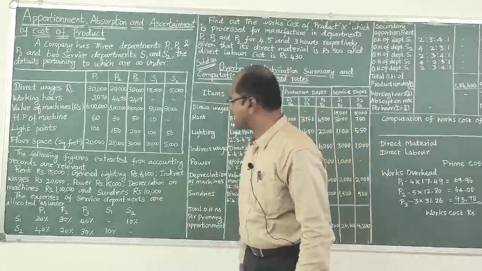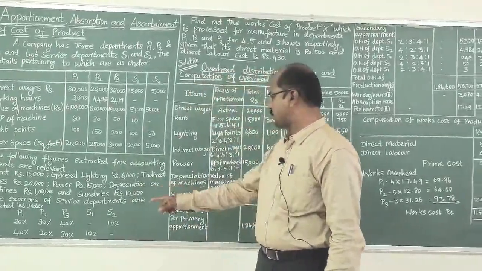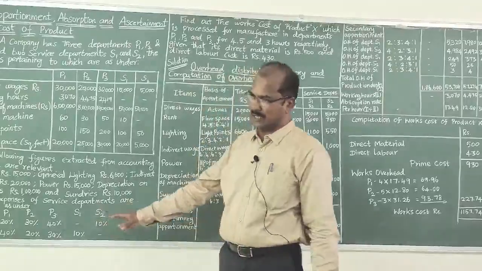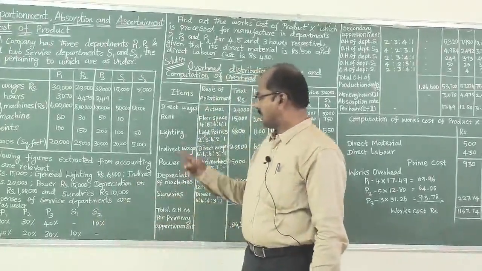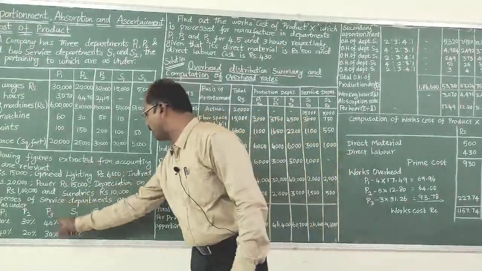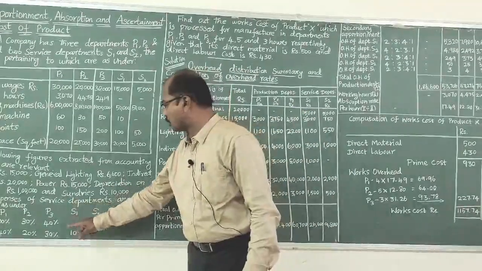Followed by we are given some other information. What is that? The expenses of the service departments are allocated or apportioned as under. S1 department's overhead will be allocated to P1, P2, P3 and S2. In what proportion?